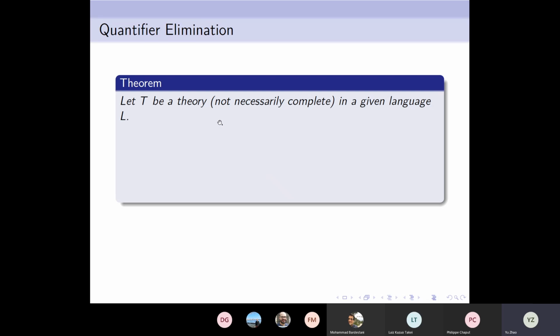Now here's the theorem, which is another important component in the proof of the Nullstellensatz. So let T be a theory. Certainly, we don't require it to be complete, in a given language L, so in a given signature and symbols. Define F to be a set of formulas having free variables. Free variables means they are not bounded by exists and for all.